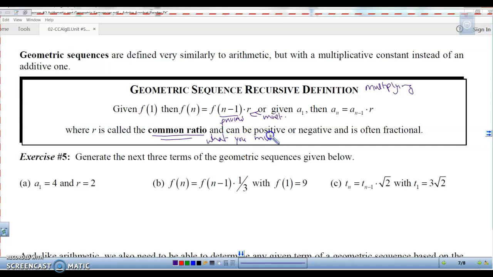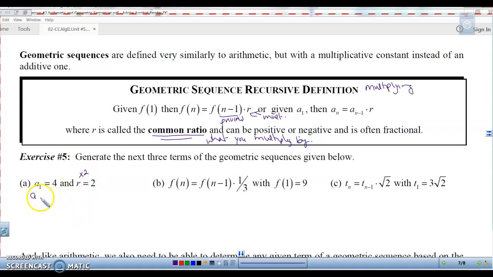Now it can be positive or negative, or it can be fractional. It's what you multiply by. Okay, so if I want to generate the next 3 terms of the geometric sequence, a1 equals 4 and r equals 2, this means I'm going to multiply each previous term by 2.